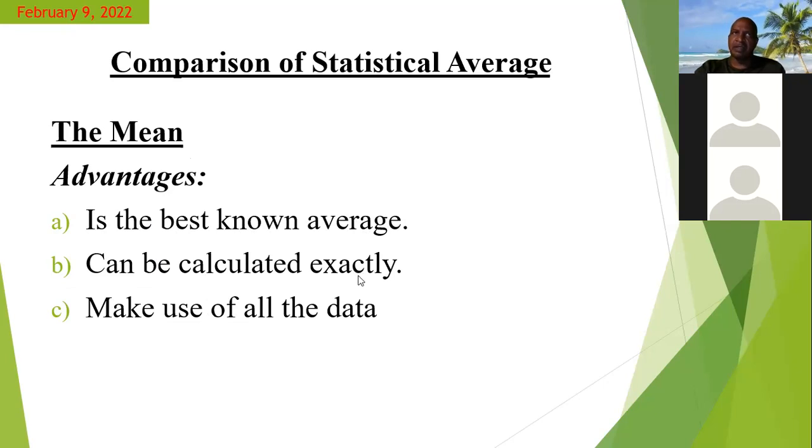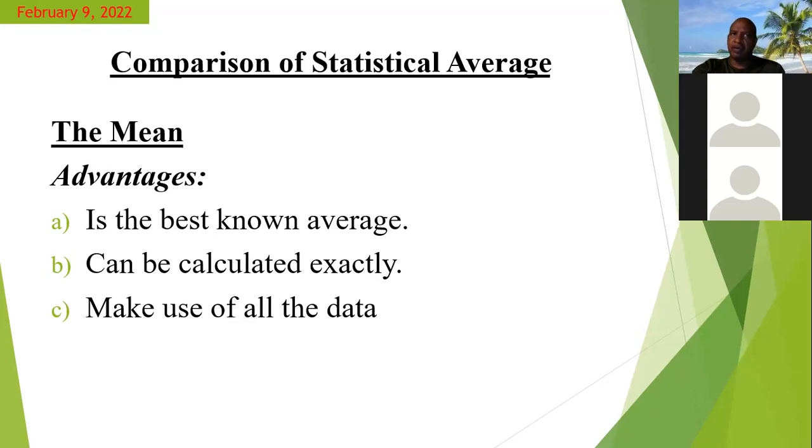The median is just dependent on which number falls in the middle. The mode is dependent on the one that occurs the most. But for the mean, you would calculate an exact value. So that's one of the advantages. It makes use of all the data. All the data that you have, when you collect them, to calculate the mean, you would have to use all of the data.